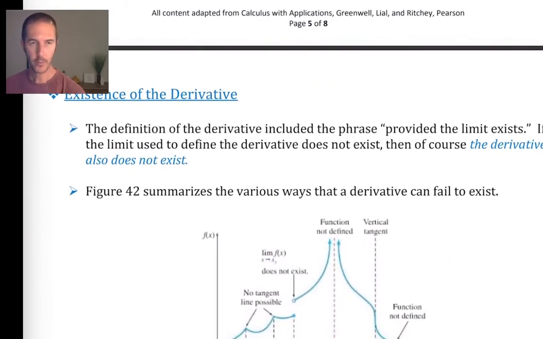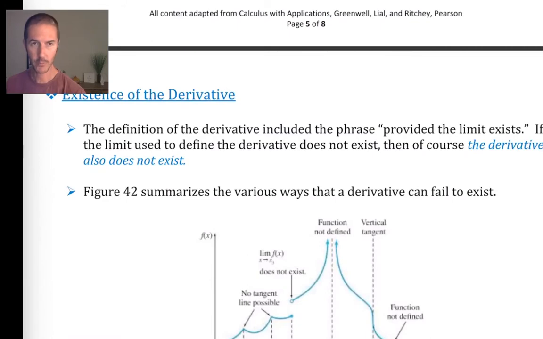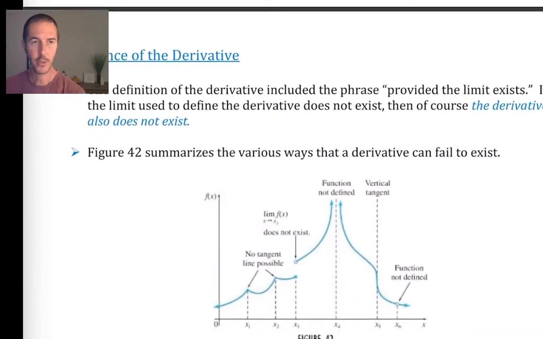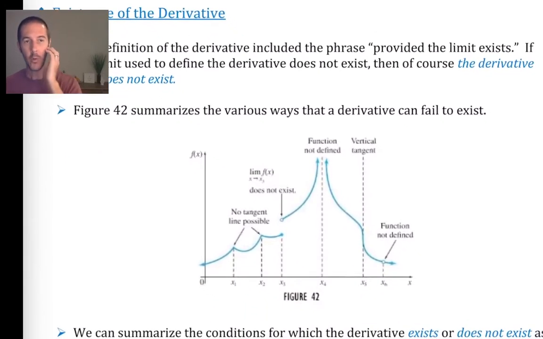All right, so we're going to change gears and go conceptual for a moment. The existence of the derivative. Can I always find a derivative? Does a function always have a derivative?